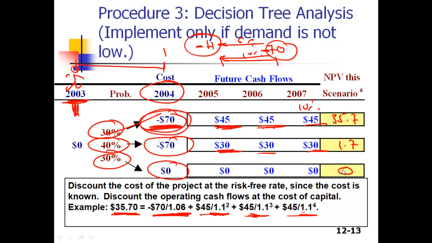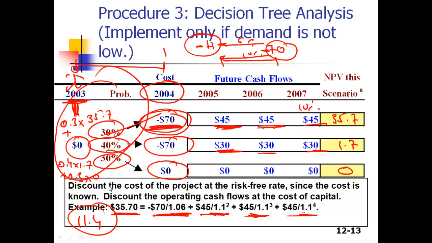0. So what is the expected NPV at time 0 when you have the option to wait for a year? How will you figure out the expected NPV at time 0, given that you have the option to start the project after 1 year? So it would be 0.3 into 35.7 plus 0.4 into 1.7 plus 0.3 into 0. Okay, so this has an NPV of 11.4 roughly. Has the NPV increased relative to the earlier scenario where we started the project upfront?